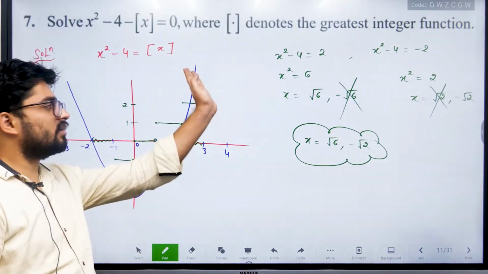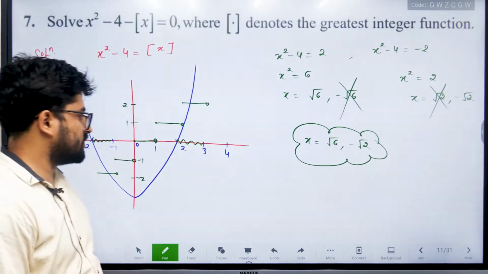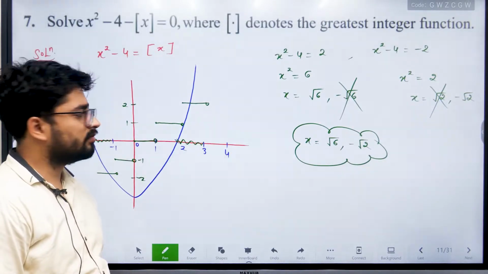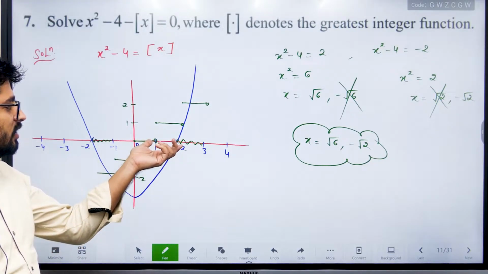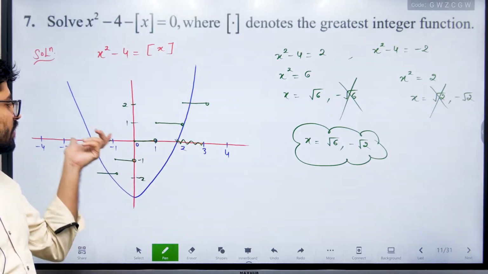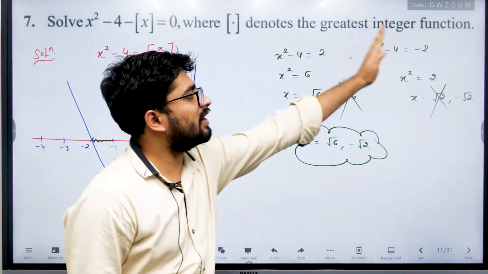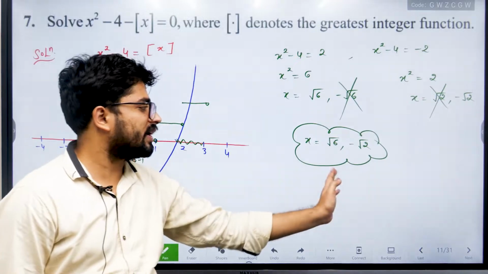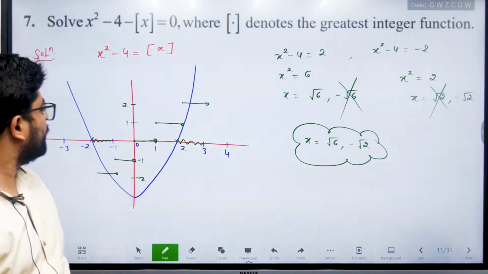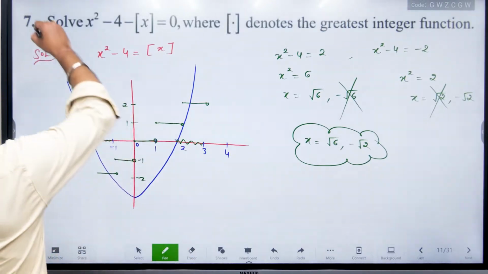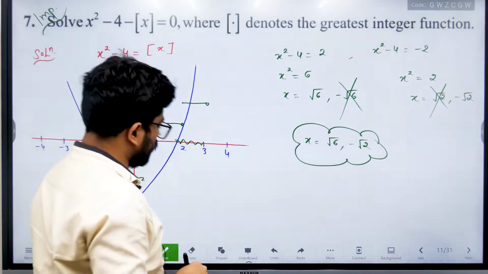How can you do it? First of all, take the graph of x square minus 4 and then draw the graph of the greatest integer x. Okay, so this is the graph of the greatest integer x. You will clearly get your solution between 2 to 3 and minus 2 to minus 1 from the graph, and you can put the values of the greatest integer and solve for your x, root 6 and minus root 2. So these are the values. Okay. That's a good question. Next one.